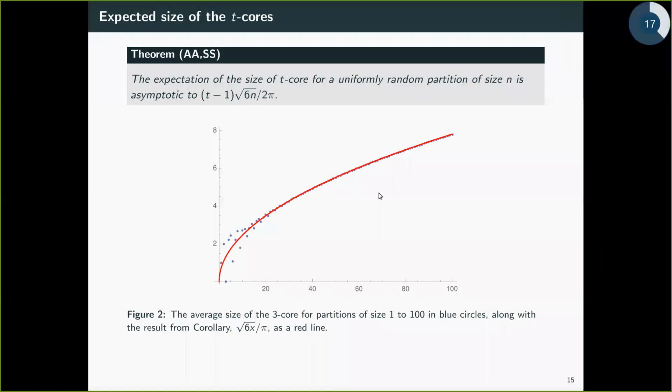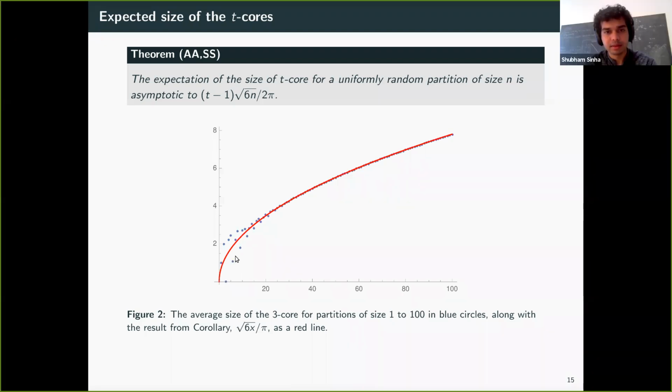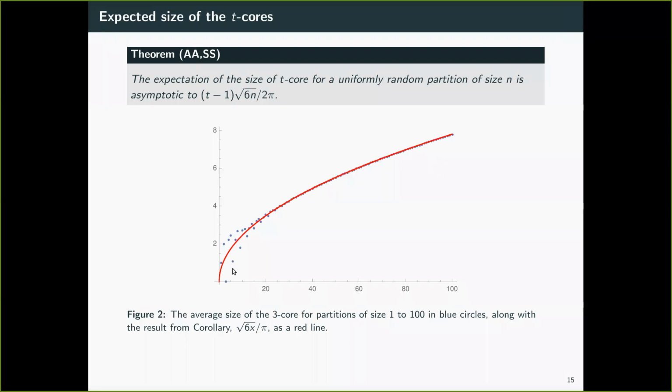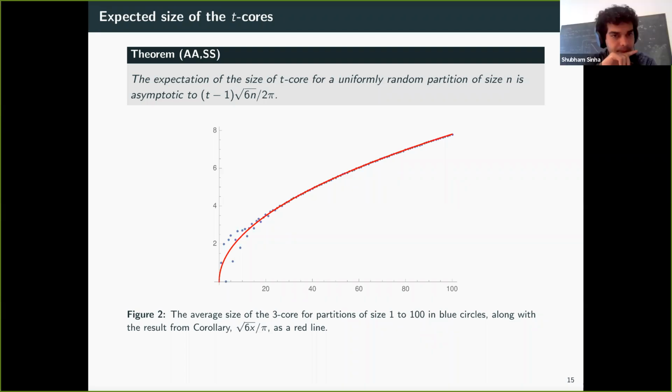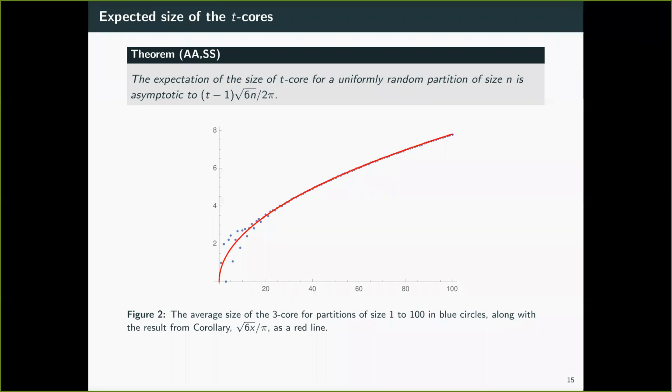Can I ask you a possibly very naive question? Yeah, sure. There are some points that stand out below your curve. Yes. What are those values of n? They seem to form a nice curve themselves. That's true.